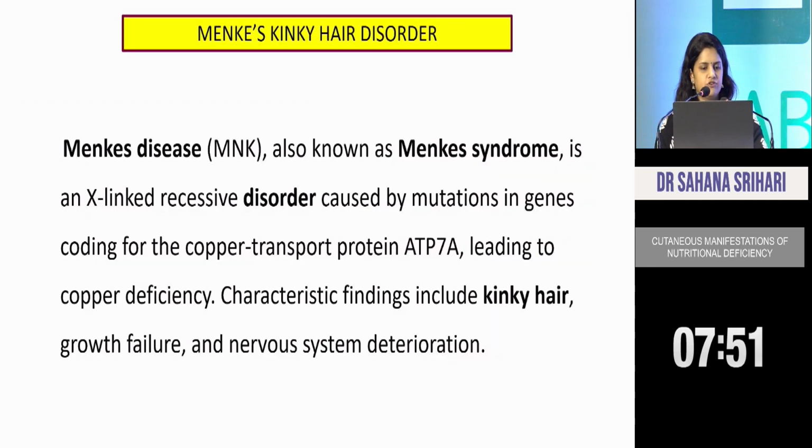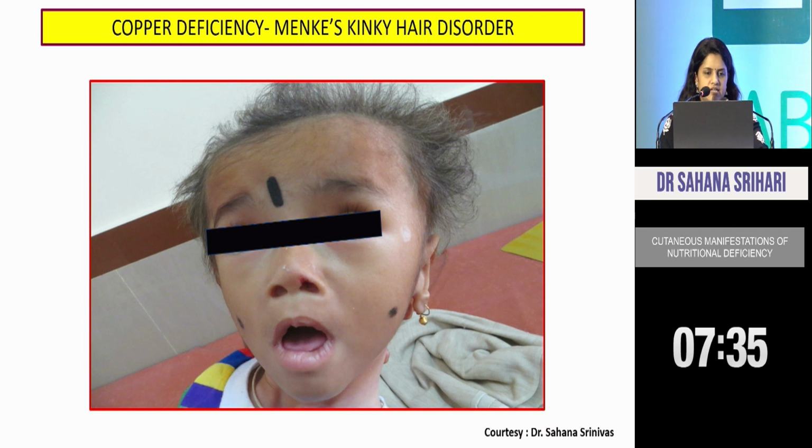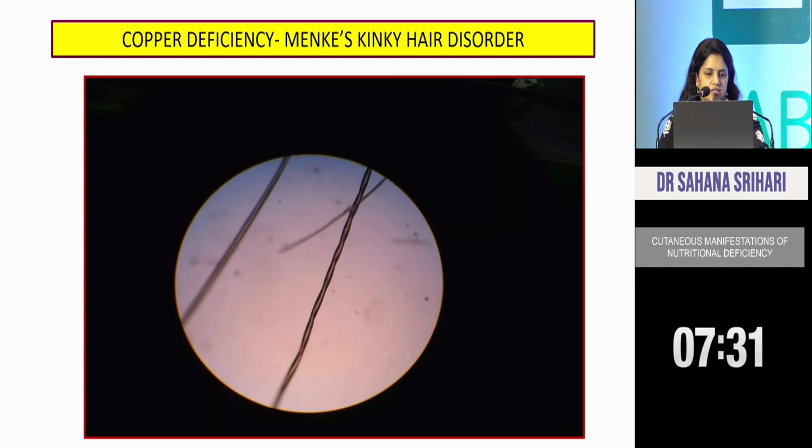Next we discuss copper deficiency. This condition is known as Menkes disease or the Menkes syndrome. It occurs due to mutation in the gene for the ATP7A protein, leading to copper deficiency. The hair characteristically is kinky. This is a child with Menkes disease, and there's a microscopy of the hair where the hair strand appears like a twisted chain. There's kinking at regular intervals.